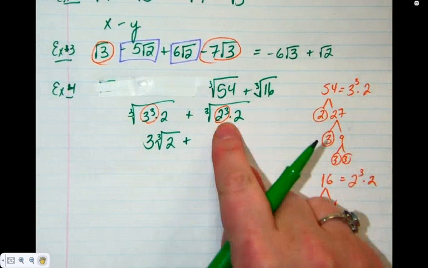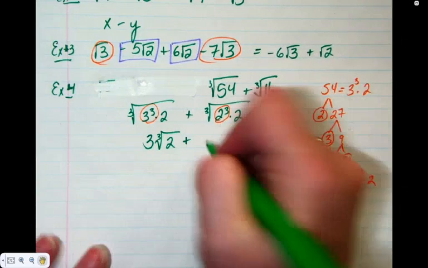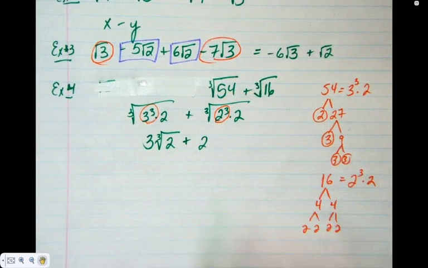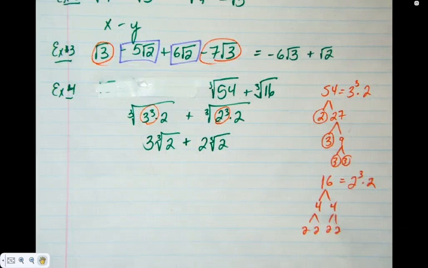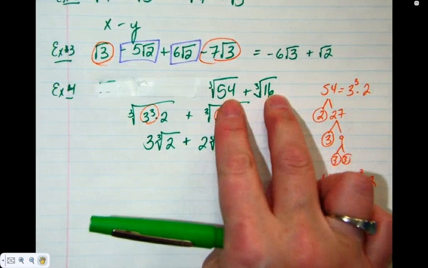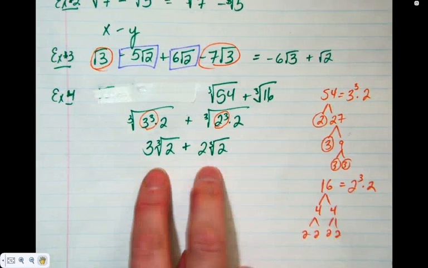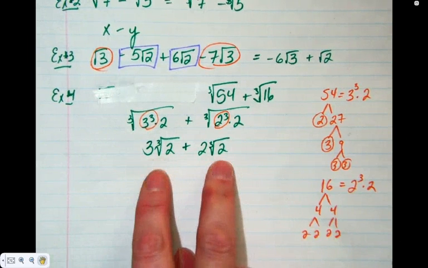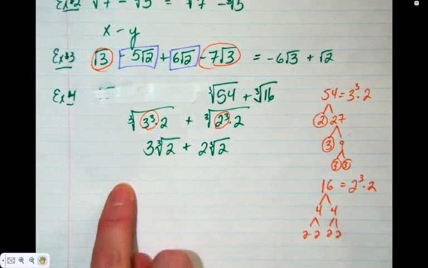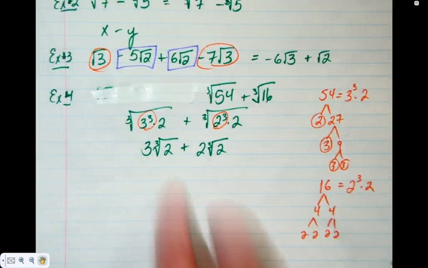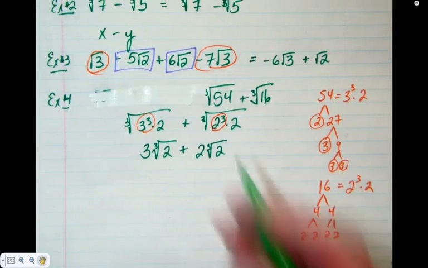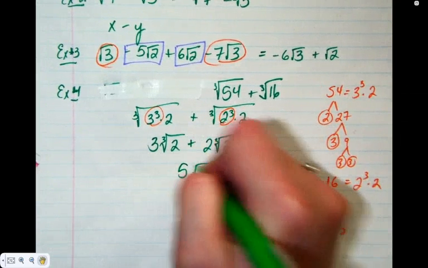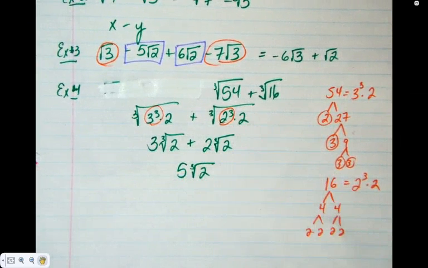What happens to the cubed on the 2 when I bring it out front? Cancels, leaves me 2. What's left? Cube root of 2. If we hadn't simplified and had just said, nope, not like radicals, we would have missed this. Because once we simplify, they are like radicals. So this is just step 1. Now I'm just going to combine it. If I have 3 of something and 2 more of something, how many somethings do I have? Final answer is 5 cube root of 2.